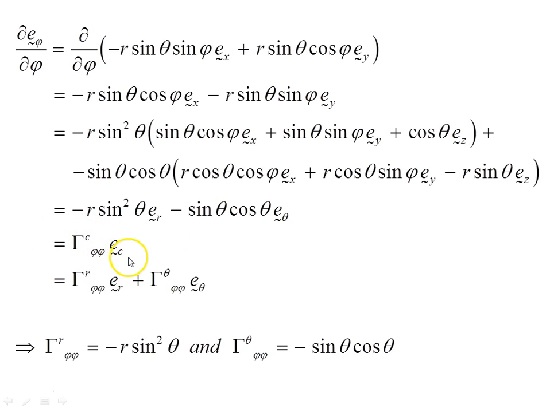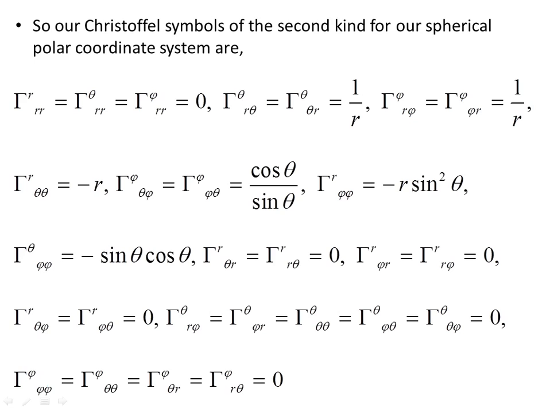Gamma c phi phi e c, and now we expand it out because there's two of them. There's one r, so both the c's here become r, and the theta here, both the c's here become theta, so we produce these two here. And when we equate them to this object here, then clearly gamma r phi phi must be that object, and gamma theta phi phi must be this object. And so we have these two here. It turns out everything else must be 0. So all of these other ones, which didn't show up in the early workings out, are 0.